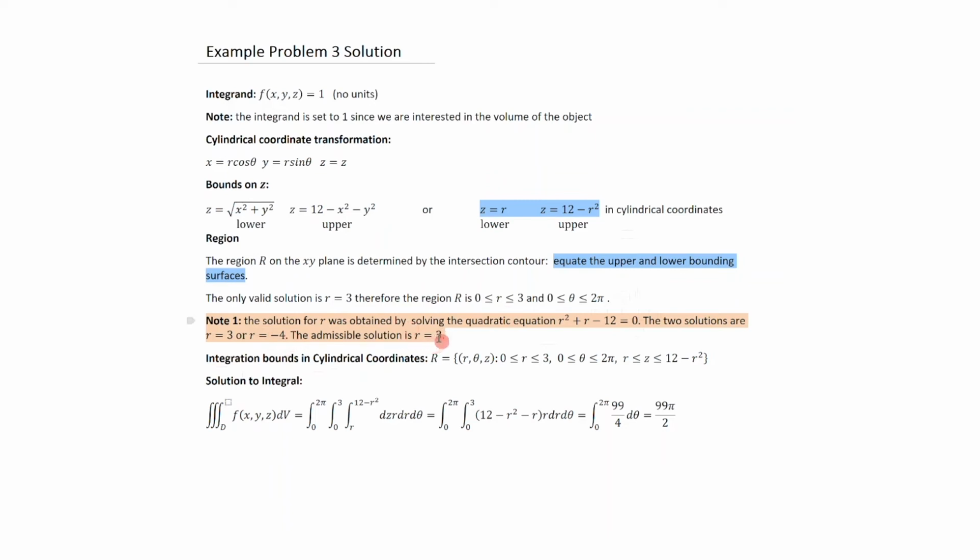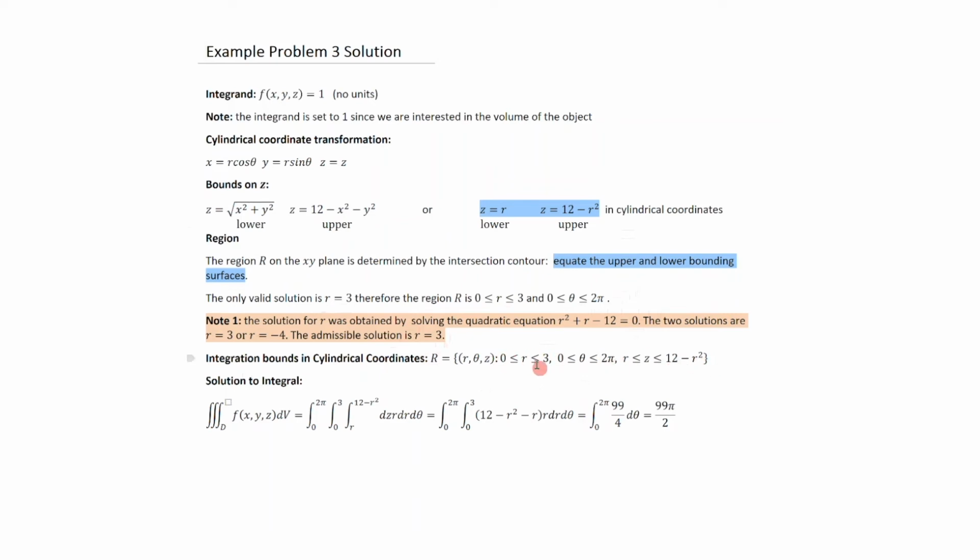Therefore, the only possible solution is r equals 3. So that's the justification for this statement here. All right, so now we can put them all together and come up with the integration bounds in cylindrical coordinates. R goes from 0 to 3, theta goes from 0 to 2 pi. Lower bound on z is r, upper bound on z is 12 minus r squared.